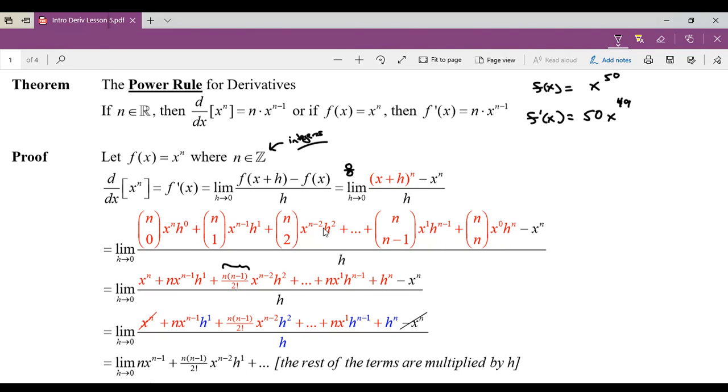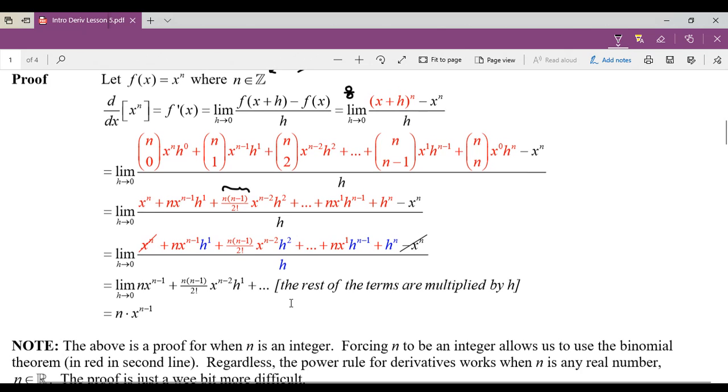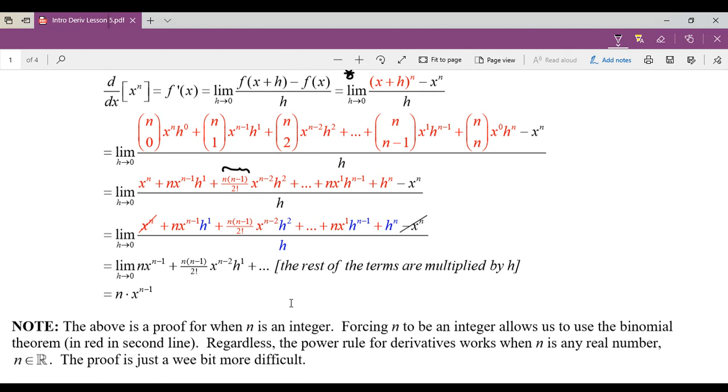What do I mean? Well, first off, when you expand all of this, it's pretty obvious that you're at least going to have an x to the n term in there. Well, guess what? It's going to cancel, or sum to 0, with the x to the n over here. So I wipe those out. So now what does that mean? That means everything left has an h in it.